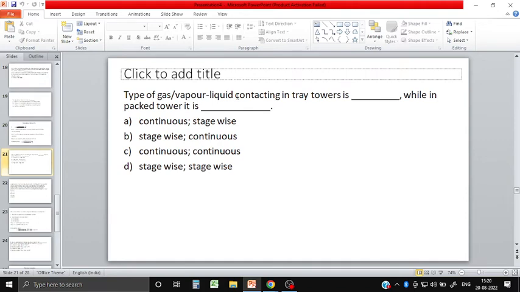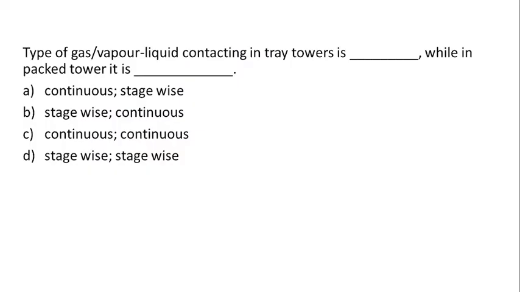In a tray tower, stage wise. Stage wise. Like why is it called stage wise?